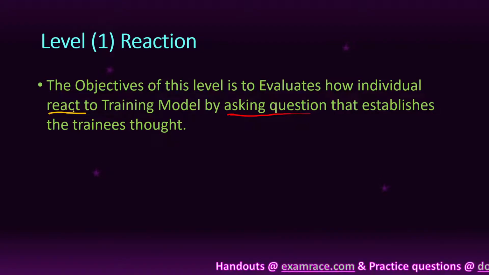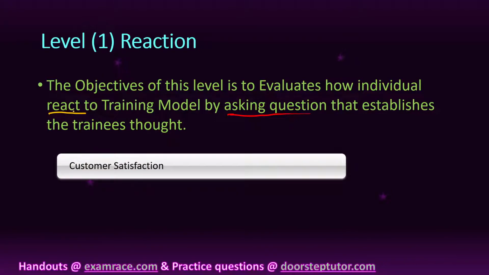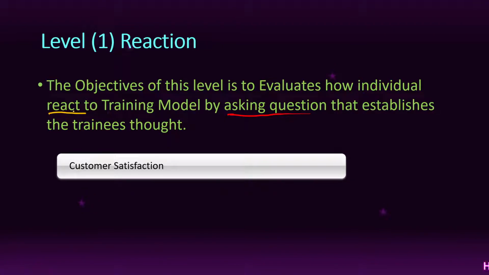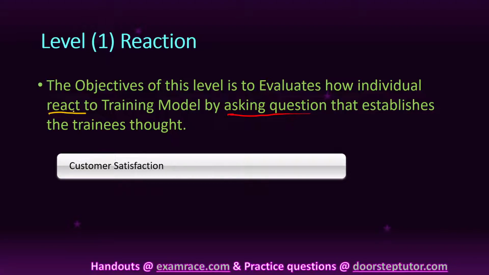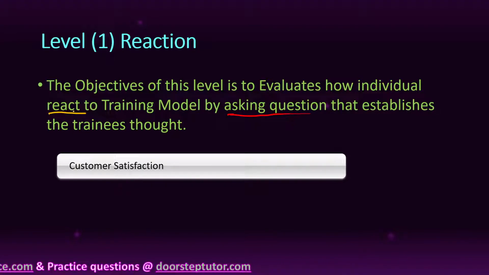So this is level 1, reaction, and the first one here is customer satisfaction. Here we see whether customers are satisfied with the training program or not. We see the satisfaction of students, of teachers, and of all the individuals involved in that particular curriculum program. So here we judge whether customer satisfaction is completed or not.